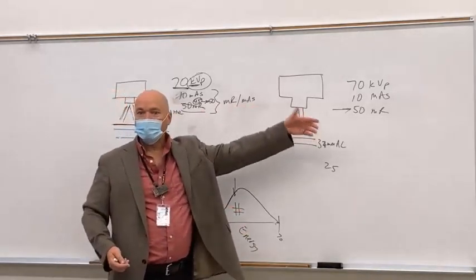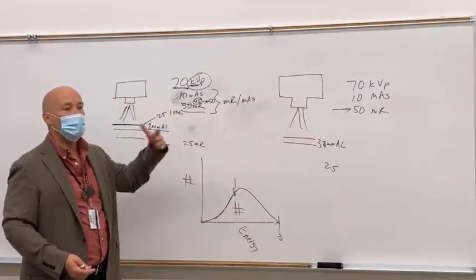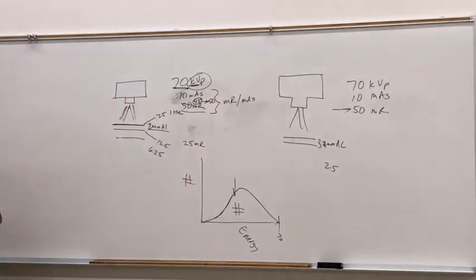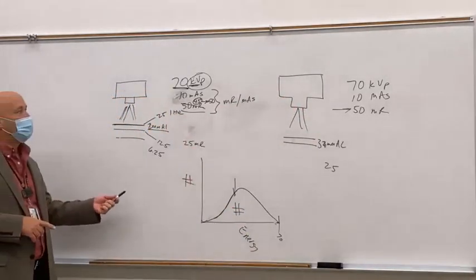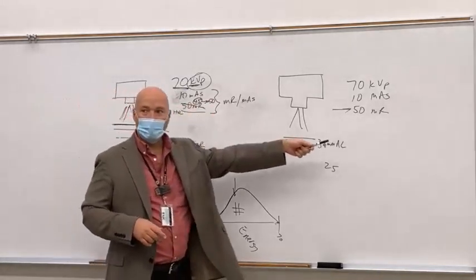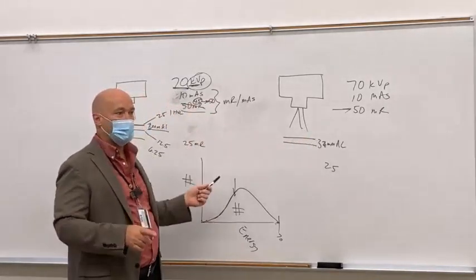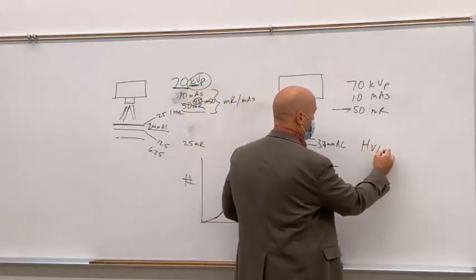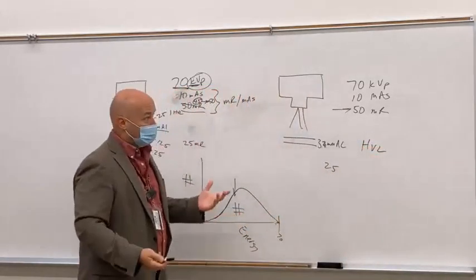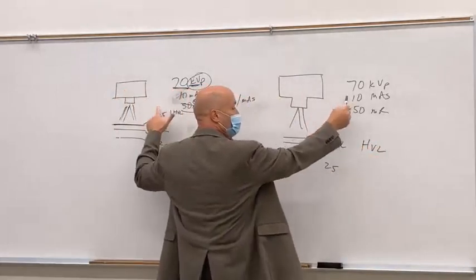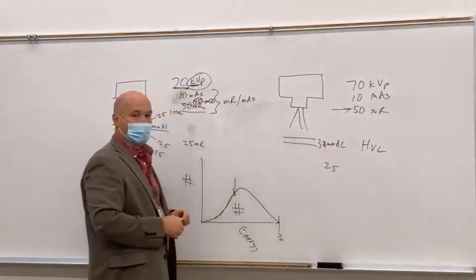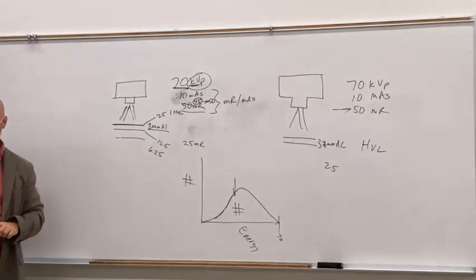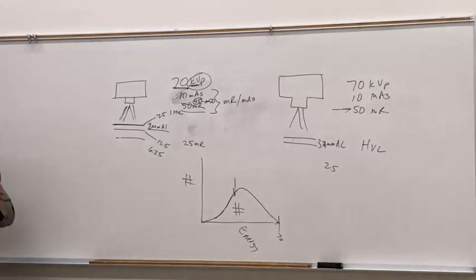Higher the half value layer, the better the quality. Okay. So does kVp measure quality? Yes. But what's the better measure of quality? Half value layer. Because kVp is identical, right? But there's a better quality X-ray beam over there. Okay?